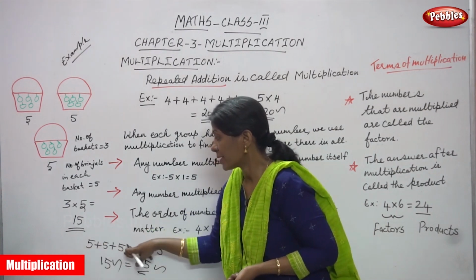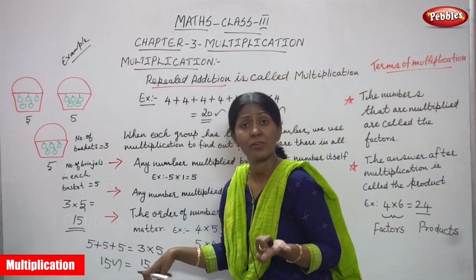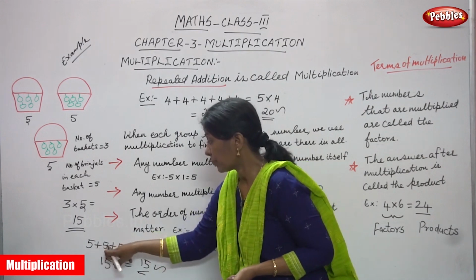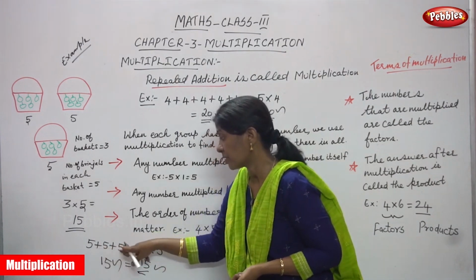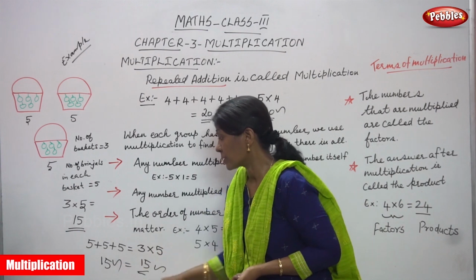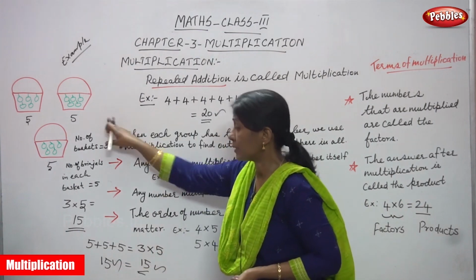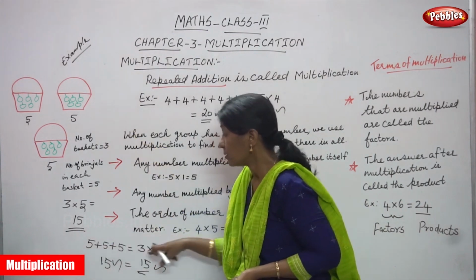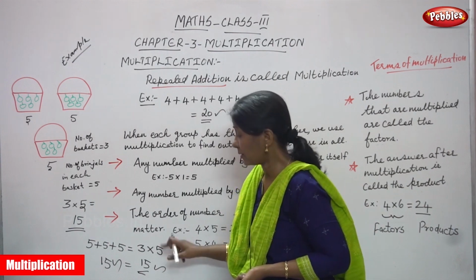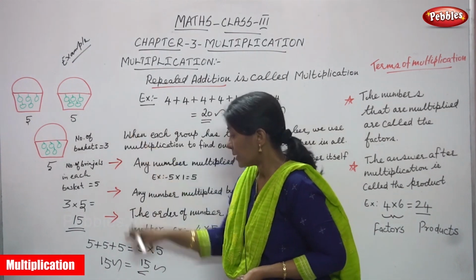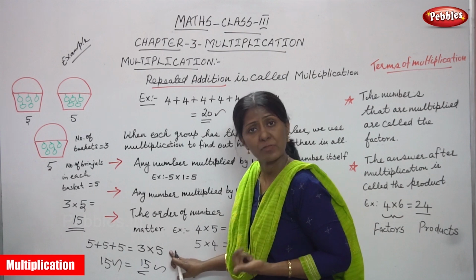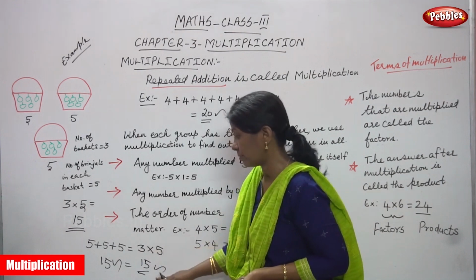So 5 plus 5 plus 5. These are all 5. These all 5s are brinjals. So 5 plus 5, 10, 10 plus 5, 15. So 15 brinjals. This is the repeated addition method. Otherwise you can do the multiplication method. That means 3 baskets, in each basket how many brinjals? That is 5 brinjals. So 3 into 5 you can get 15.